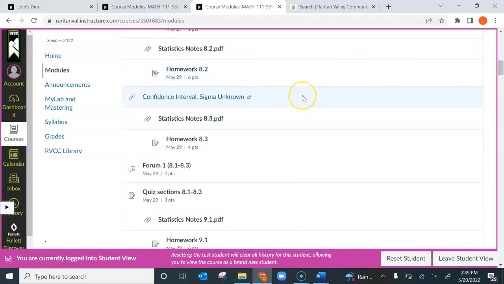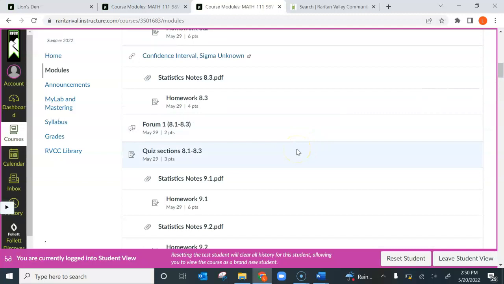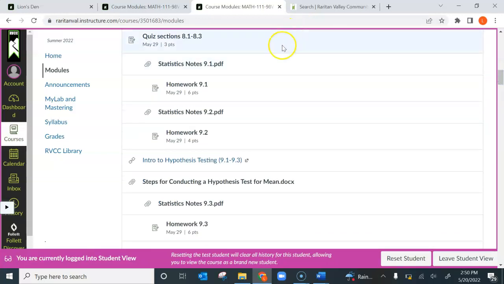Here is a confidence interval when sigma is unknown. You may recall that is when you use the t-test statistic. Again, some notes for you to follow. You can have the notes out while you're watching the video. That might be helpful. And then, of course, the homework. And then when you're done, it will be time to answer the forum question. If you complete all that work, you will be able to answer that first forum question with no problem, and then you'll be able to take that quiz. So you're just progressing through these modules each day.